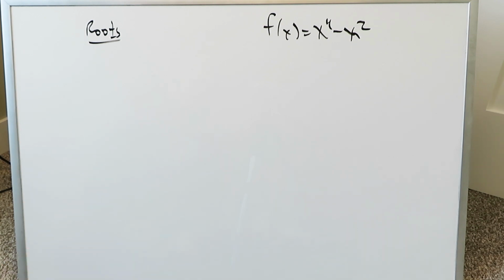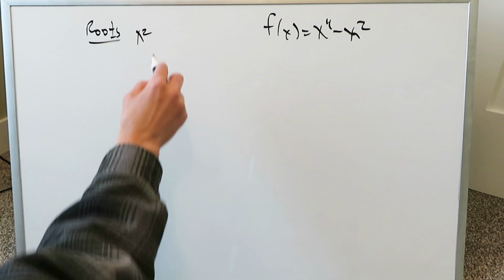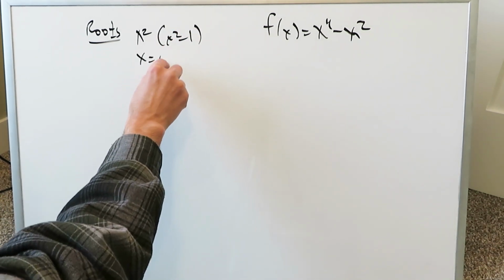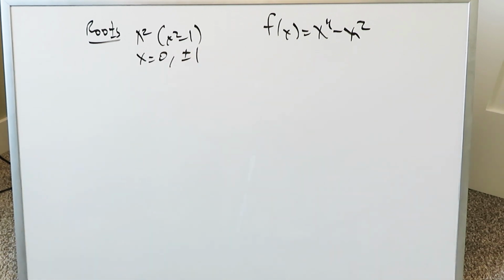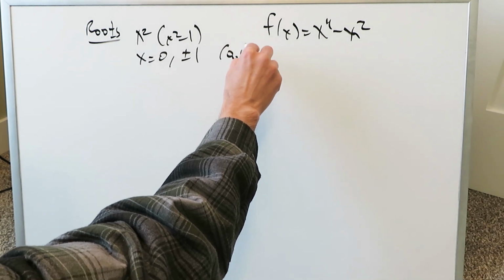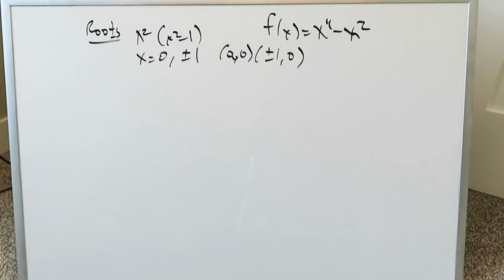When you look at that function, you can easily start with determination of the x-intercepts. You can isolate an x squared, and then you'll have x squared minus 1, all of this equal to 0. You have x is equal to 0 plus and minus 1. Those are your x-axis values of your roots. When you plug them into your original function, you'll have 0, comma 0, you'll have plus and minus 1, comma 0. These are your roots of that function.